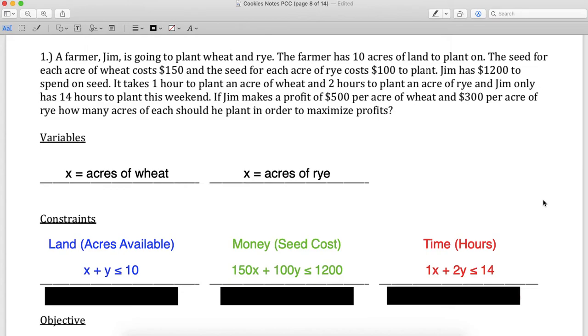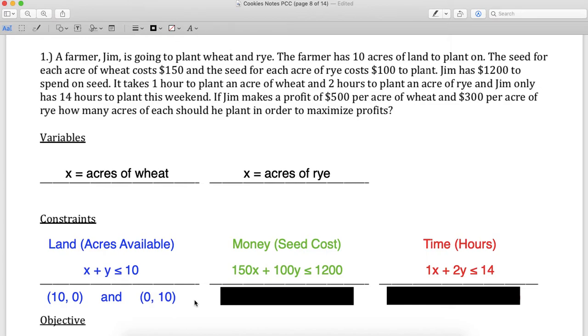each of our constraints. So first of all, as far as the land goes, if he only plants wheat and that's it, he doesn't plant any rye, he can plant 10 acres. And the same is true the other way around. If he only plants the rye and none of the wheat, he can plant on 10 acres. So our two intercepts for our first constraint are 10, 0 on the x-axis and 0, 10 on the y-axis.